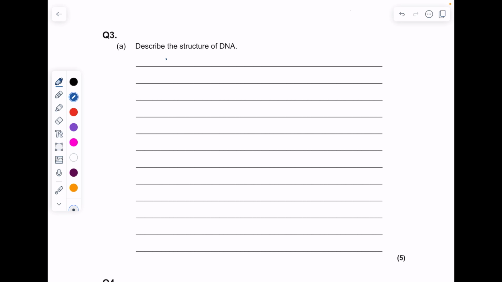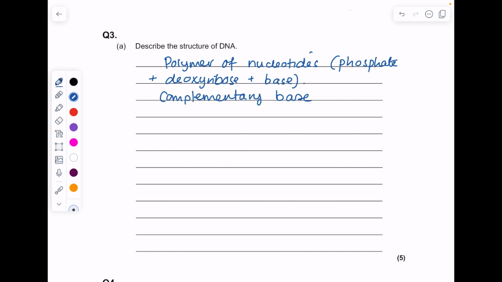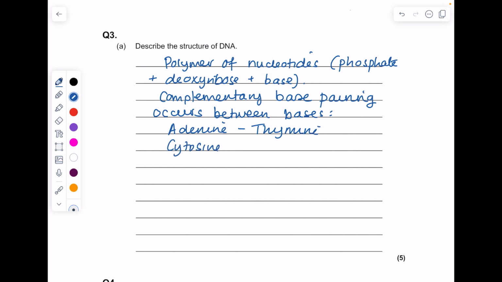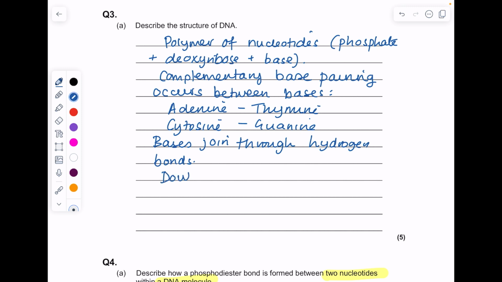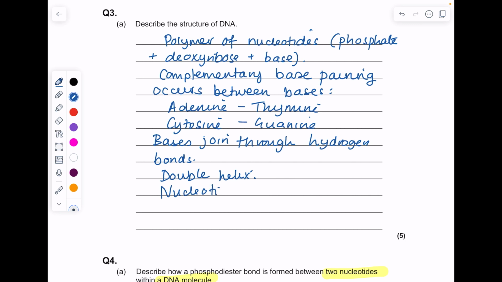Describe the structure of DNA. Well, it's a polymer of nucleotides, which consist of, you've guessed it, phosphate, sugar, base. Complementary base pairing occurs between bases. So you've got adenine joining to thymine, cytosine joining to guanine. Bases join through hydrogen bonds. Don't forget to point out that it's a double helix. And to add an extra detail, we would point out that the nucleotides join in phosphodiester bonds.